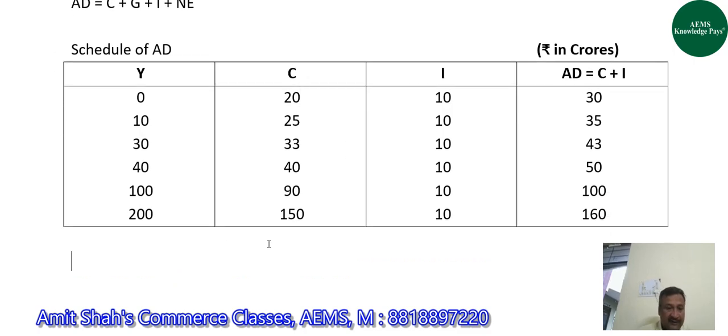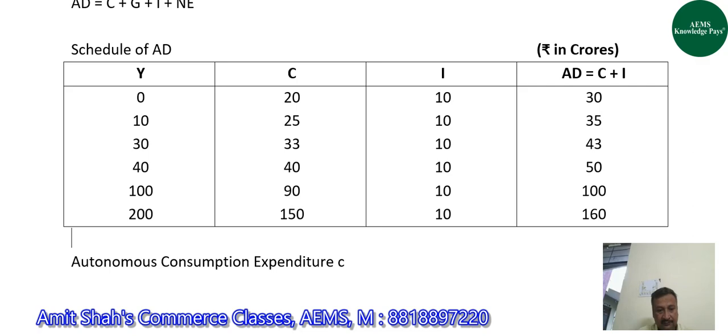Now, here we have the next item, that is autonomous consumption expenditure. That is small c bar. It is difficult to make a bar here in this word, but anyways, I'm trying it. This is how it is presented, guys. C bar.